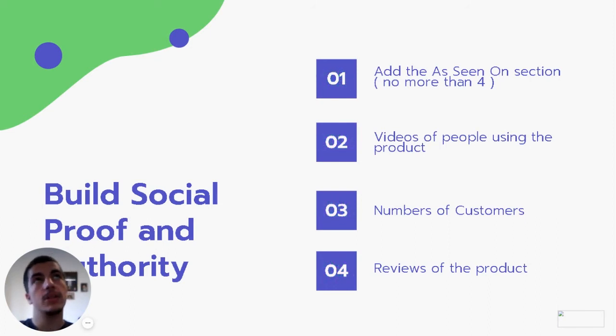Like if you have 100,000 products sold and counting, that is going to build up some trust. Okay, so people actually buy that product. And number four, and lastly, if you don't even have some customers, you can use some reviews of the product.